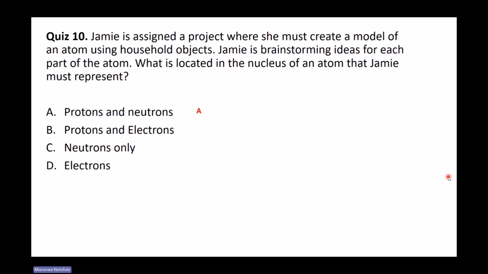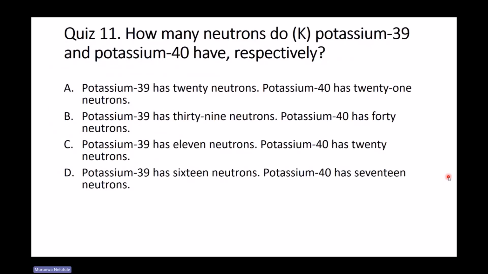Then quiz number 11. I think we are repeating ourselves here, but let's go for it. How many neutrons do potassium 39 and potassium 40 have respectively? Potassium 39 has 19, and then potassium 40 has 20. So which one would that be? A, potassium 39 has 20 neutrons, potassium 40 has 21 neutrons, or B, potassium 39 has 39 neutrons, potassium 40 has 40 neutrons, or C, potassium 39 has 11 neutrons, potassium 40 has 20 neutrons, or D, potassium 39 has 16 neutrons, potassium 40 has 17 neutrons. Which one is the answer?